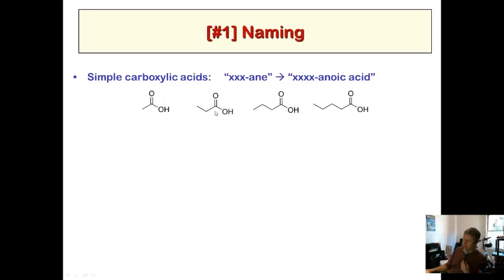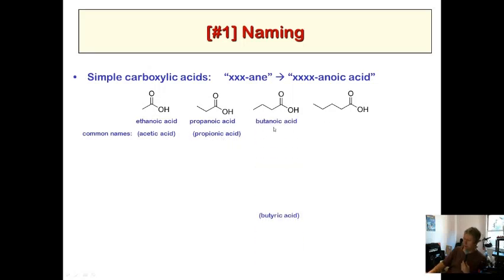Propanoic acid is a pretty common one, 3 carbons, propanoic acid. This could be butanoic acid, also called butyric acid. 1, 2, 3, 4, 5. Pentanoic acid could be this molecule. So ethanoic acid is generally called acetic acid. It's a common name. Propanoic acid is the 3 carbon one. A common name for this is propionic acid too.